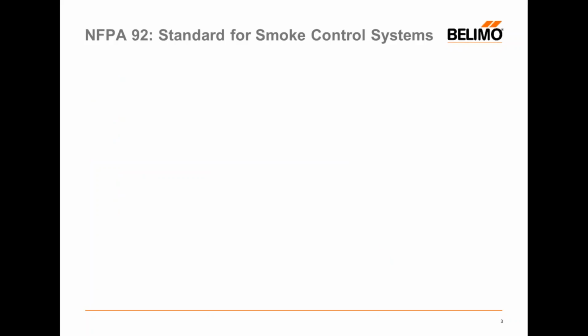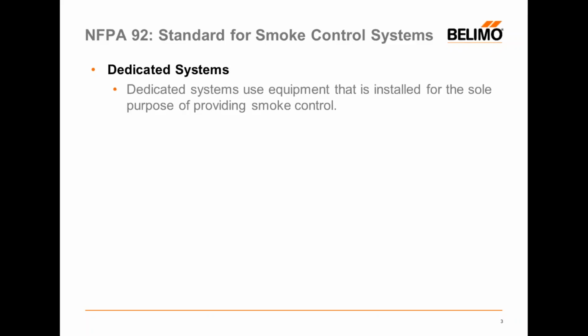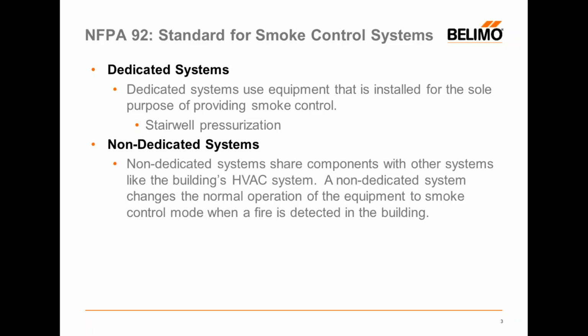So NFPA standard for smoke control systems. There are two types of systems, as I mentioned in the agenda, a dedicated system that is simply used for the purpose of providing smoke control. So this is a standalone system integrated with fire alarm and smoke detectors, and its intent is to move or migrate smoke out of the building or contain smoke in different parts of the building. In some cases, we will see this in a stairwell pressurization application, and then we have the non-dedicated system.